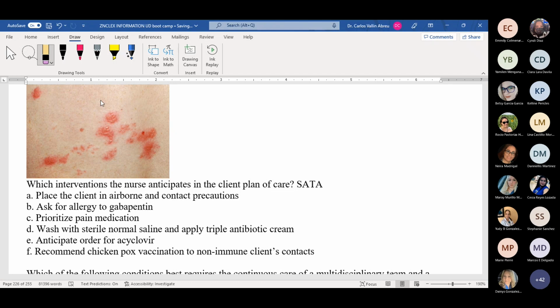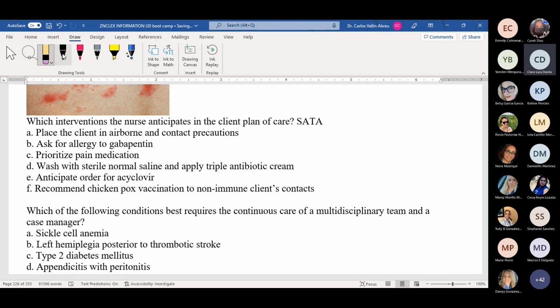Because sometimes they don't show the picture. They describe the lesion with words: vesicles over erythematous skin, a cluster of vesicles appearing along the track or the zone where a cutaneous nerve is. Take care, because sometimes it's not a picture, it is a description. But more frequent in NCLEX, as I have been told, is that they have a lot of pictures of herpes. Okay, let's see what interventions are correct, select all that apply.